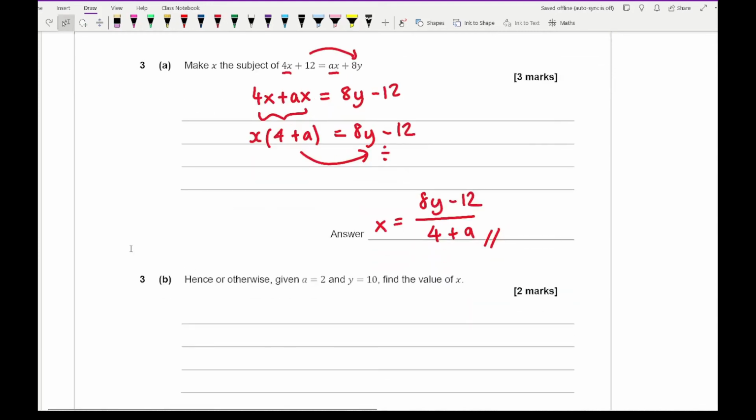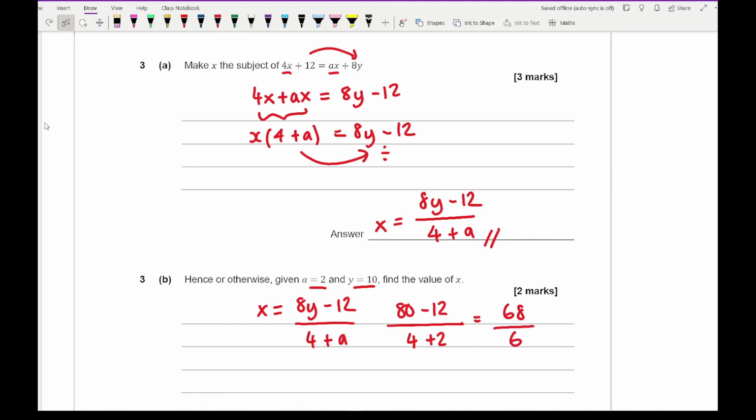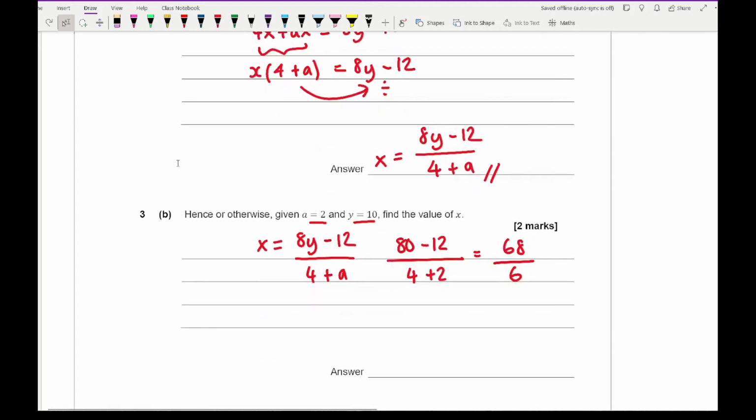It then says hence or otherwise, given that a equals 2 and y equals 10, find the value of x. So I'm going to use x equals 8y minus 12 over 4 plus a, and substitute these numbers in. I've got 8 times y, which is 80, minus 12, all divided by 4 plus a, so 4 plus 2. That becomes 68 divided by 6.